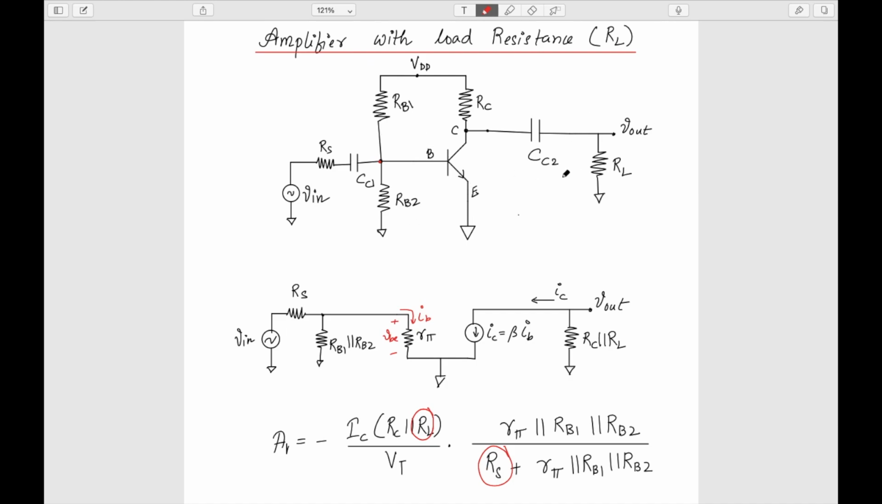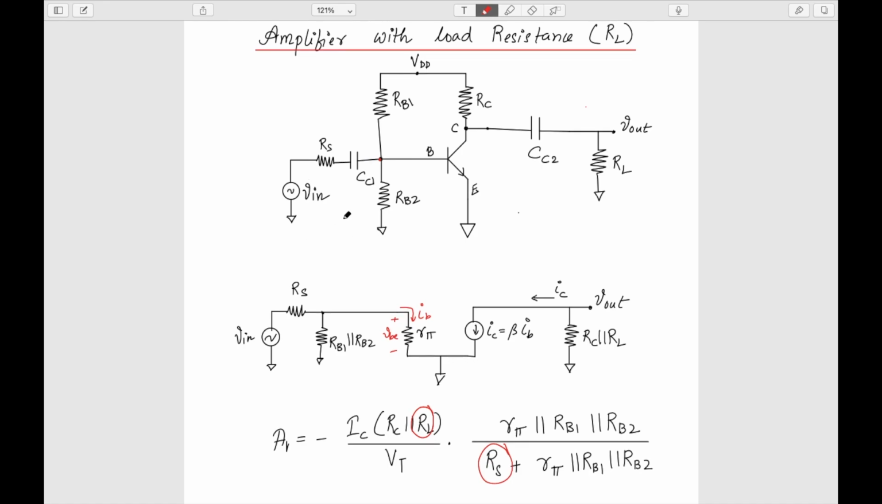The other way to look at it is, let's consider this RL is a speaker. I'm driving a speaker, and this is a microphone, and this is the amplifier. Most of the time, the amplifier will be designed by some other person, and the speaker or the output RL may be designed by some other company, and also the input may be designed by some other company. So it becomes very handy.